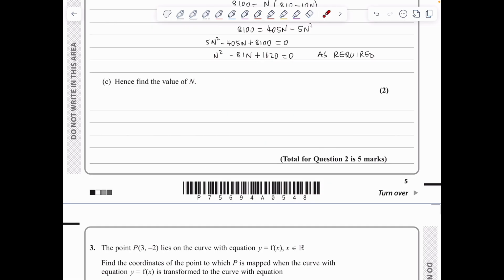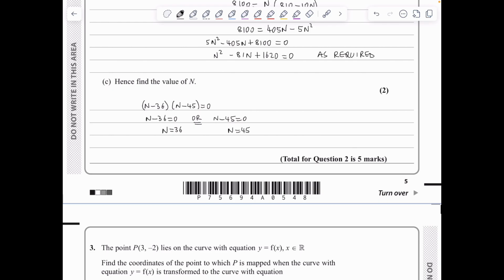In part C, we're asked to hence find the value of capital N, so I need to solve the given quadratic equation here. One way I can do this is by factorization. It factorizes into (n minus 36) times (n minus 45) is equal to 0. So we're looking at n minus 36 is 0, or n minus 45 is equal to 0, and therefore we've got solutions of n being 36 or n being 45.